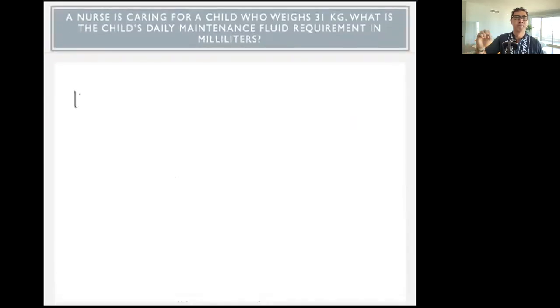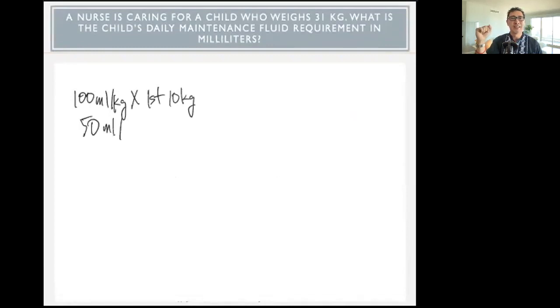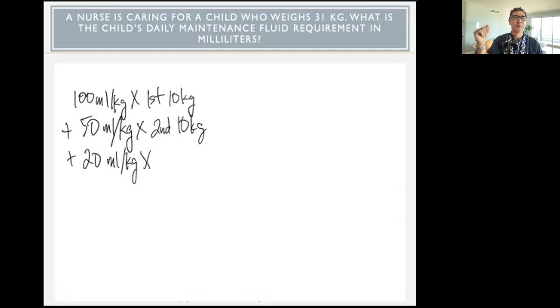Okay. Let's do it again. Same formula, 100 mLs per kilogram for the first 10 kilograms, 50 for the second 10 kilograms. I'm not going to give this formula to you. You have to know this, which is fairly easy to remember: 100, 50, and 20 for the rest. So my patient in this case weighs 31 kilograms. So I have 10, 10, and 11. Let's work it out.